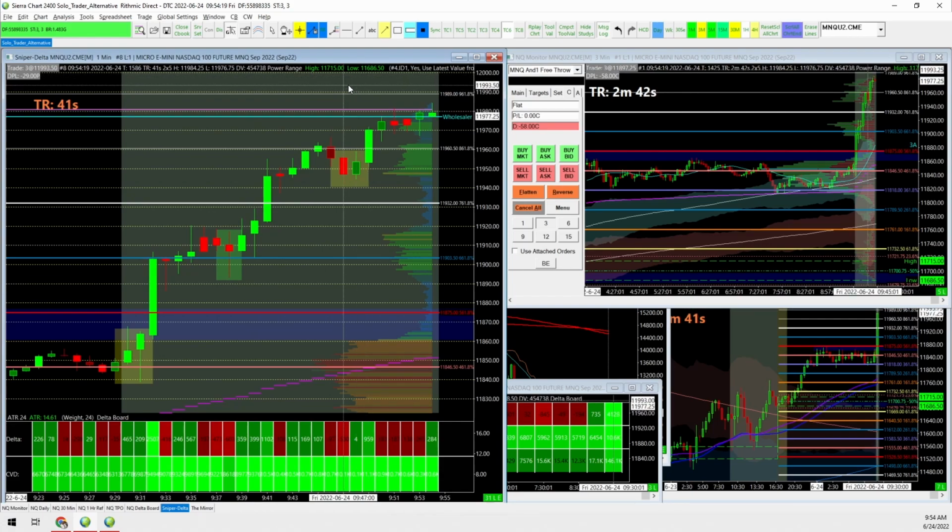But we are starting to see some price slowing down a little bit up here, what's usually referred to as resistance. Decent positive delta within this 1 minute time period. Nothing to get overly excited about.